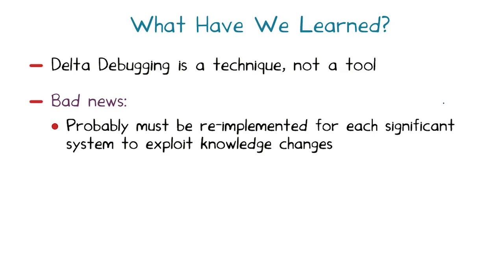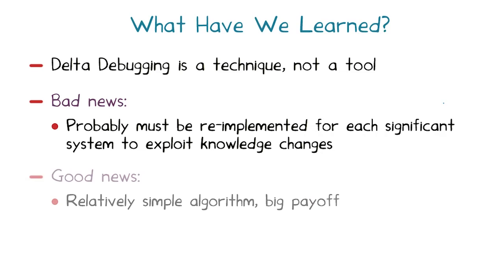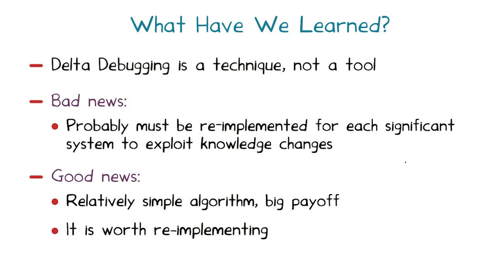For example, a delta debugging implementation for testing whether Mozilla's browser crashes differs from one for testing optimization flags for the GCC compiler. These two scenarios have different notions of what constitutes an elementary change. Perhaps a line or a character is an elementary change for the browser, whereas a binary flag is an elementary change for the compiler. The good news is that the delta debugging algorithm is relatively simple and provides excellent payoff for the effort it takes to implement it. Therefore, it is worth re-implementing it across several systems.